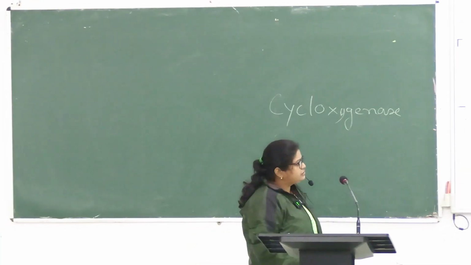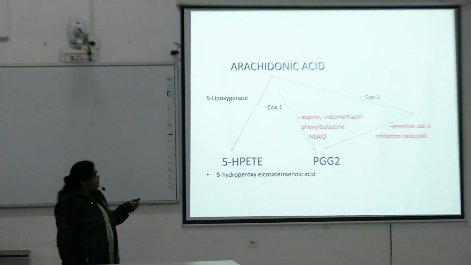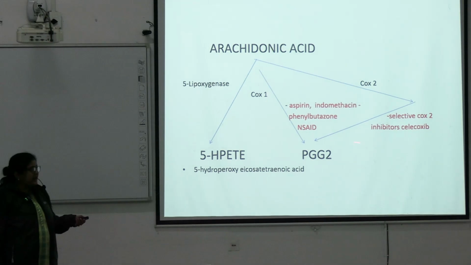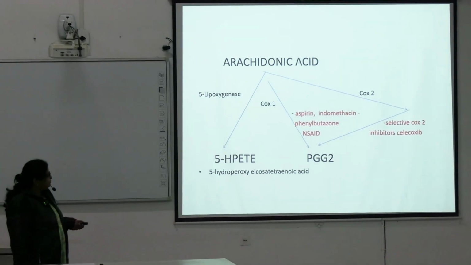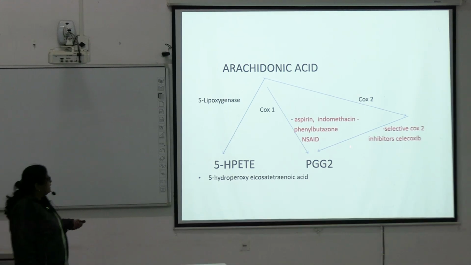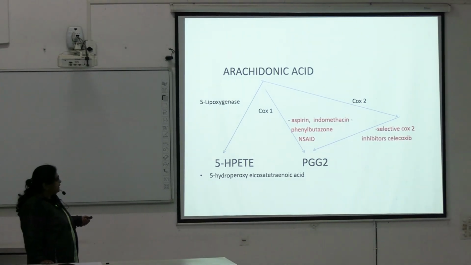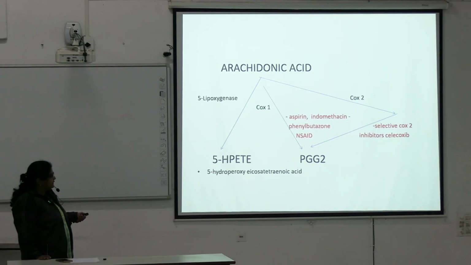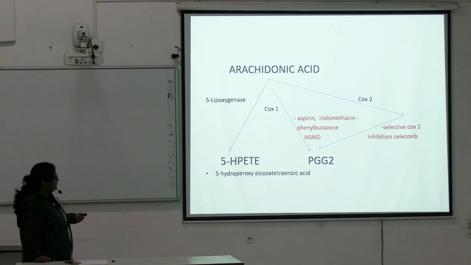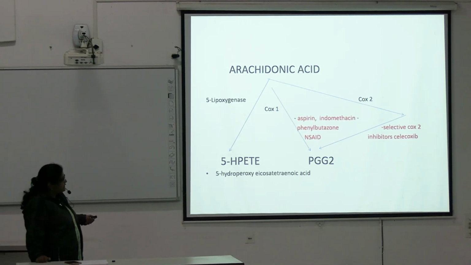Cyclooxygenase, short form COX. There are two enzymes, COX-1 and COX-2. By cyclooxygenase, arachidonic acid is converted to PGG2, prostaglandin G2. And this step is inhibited by aspirin, indomethacin, phenylbutazone, NSAIDs, meaning analgesics. All analgesics are usually NSAIDs.